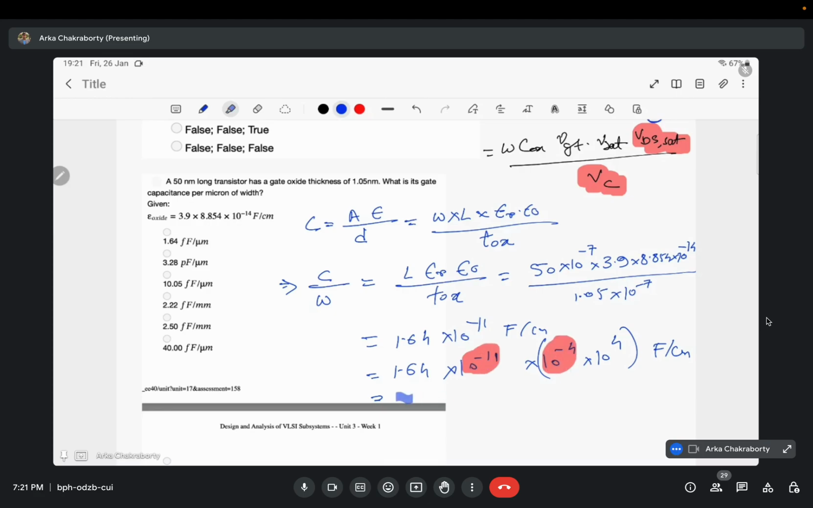So it will become 1.64 femto, and it is 10 to the power 4, and if I take this 10 to the power 4 below, it will become 10 to the power minus 4, and centimeter means 10 to the power minus 2, so it will become 10 to the power minus 6 meters. So it will be femtofarad per micrometer. So the answer is 1.64 femtofarad per micrometer. Hope it's clear.